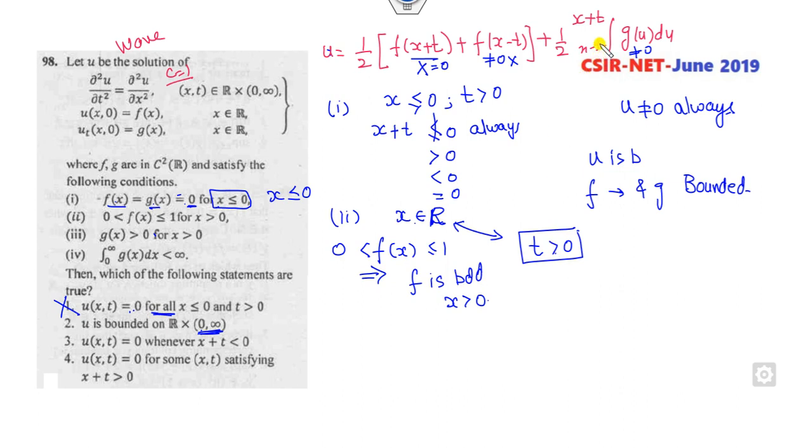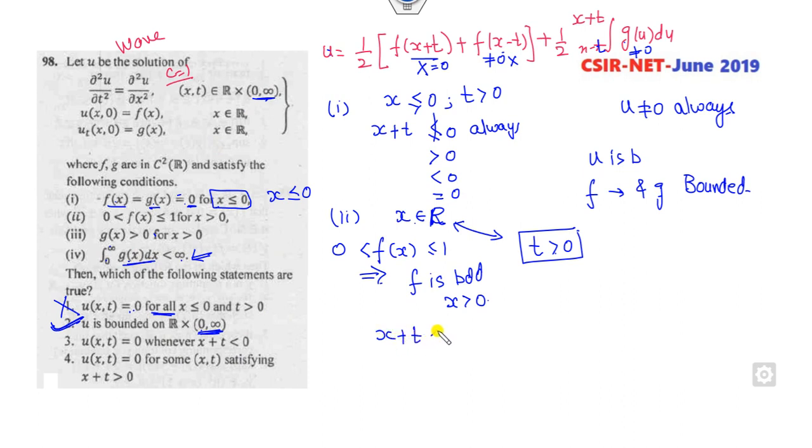T is greater than 0. So if I see here, look at this option, 0 to infinity, because t is value from 0 to infinity, g is also bounded. So f and g both are bounded. It means u is also bounded, which is the correct option. Look at the third option.